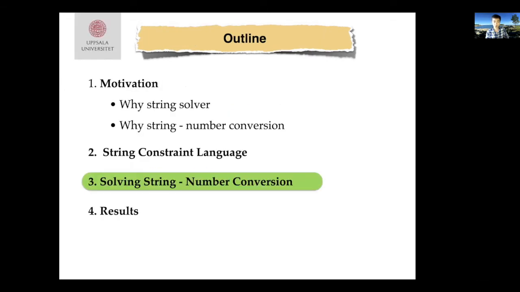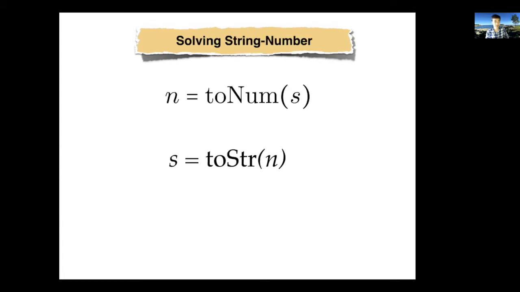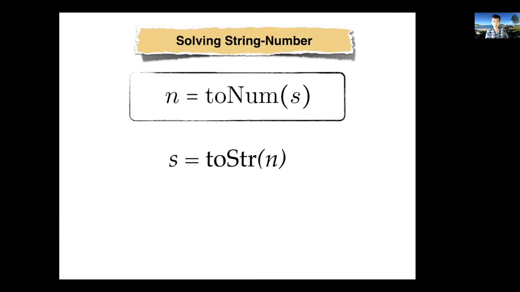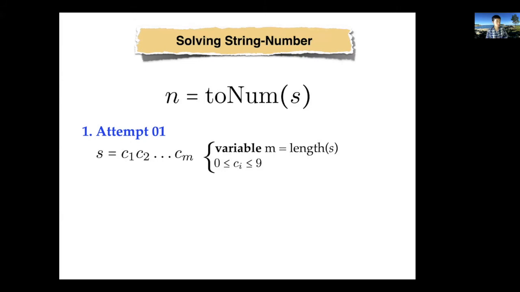Now we dive into the main part. How do we solve string number conversion? Of course, there are two types, convert from string to number, and the second is from number to string. To keep the talk simple, and because we can solve both constraints in the same way, we can focus on explaining how converting from string to number is done. Now we will solve the constraint to convert from number to string. Let us have the first try. Assume that we don't have any trick to solve it.